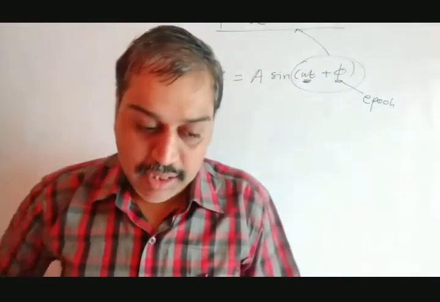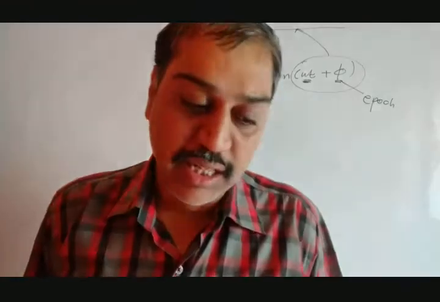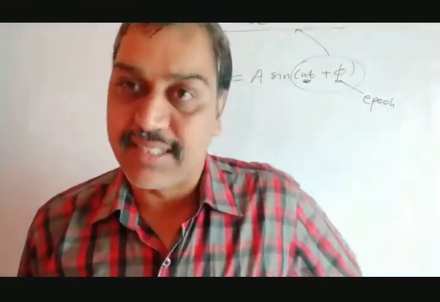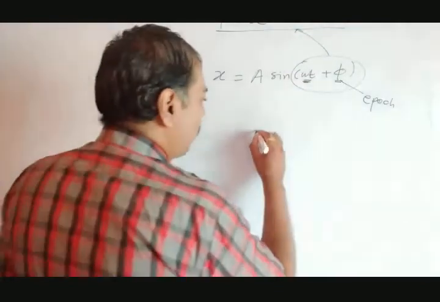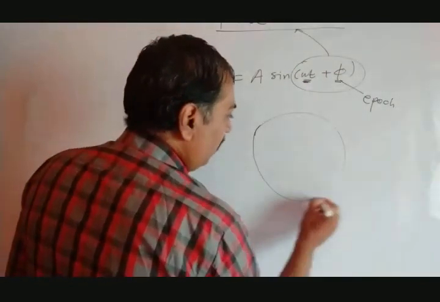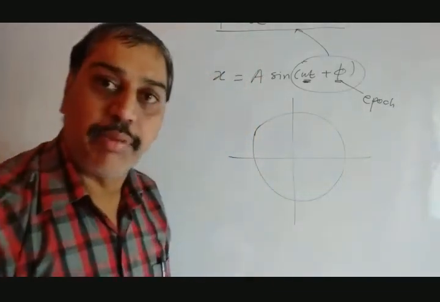Is that clear? Apart from this, in your book they try to explain the same thing in terms of special cases. They have mentioned the special cases. What are these special cases? So let us draw the circle again. Let us suppose this is a circle. I know that it is not exactly one, but suppose it is a circle.